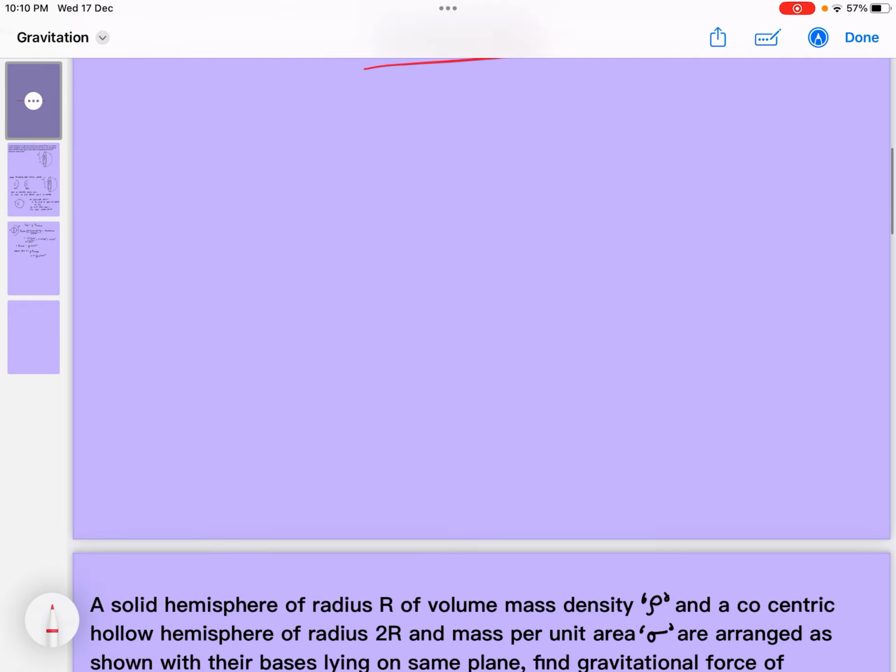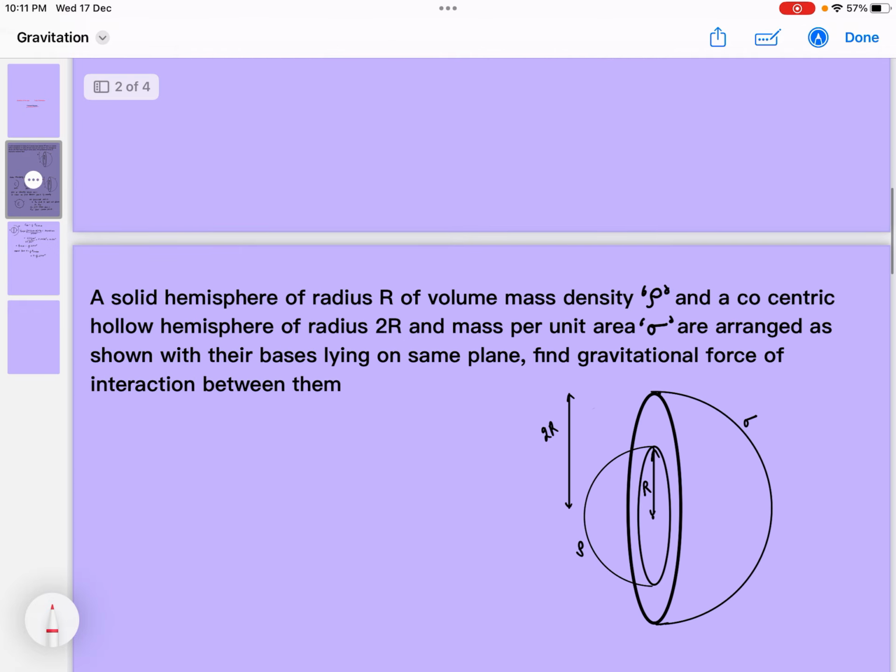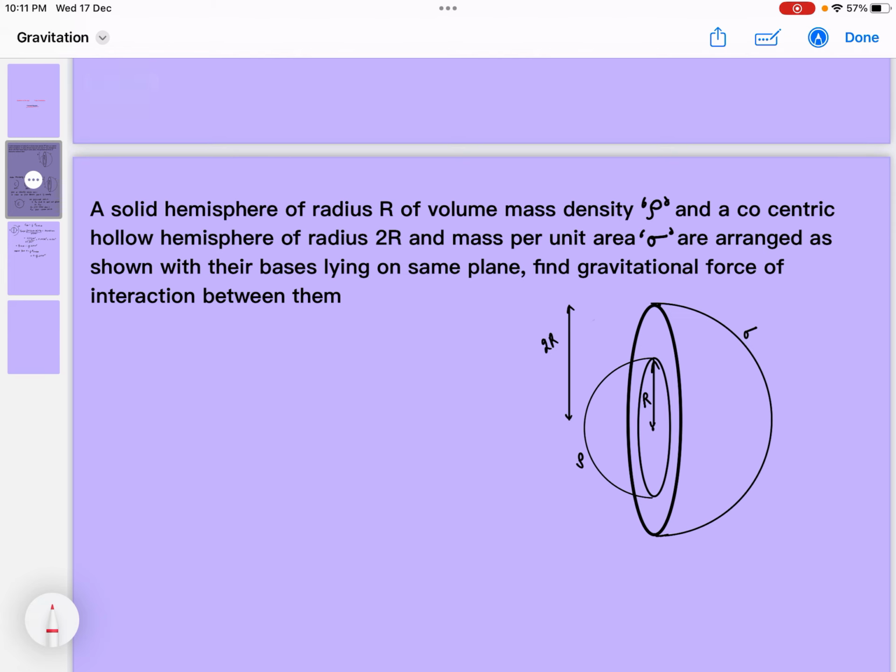First, let's see the question. A solid hemisphere of radius r of volume mass density rho and a concentric hollow hemisphere of radius 2r and mass per unit area sigma are arranged as shown with their bases lying on the same plane. Means bases are lying in the same plane and we need the gravitational force of interaction between them, right? So what is the gravitational force between them, that we need to find out.